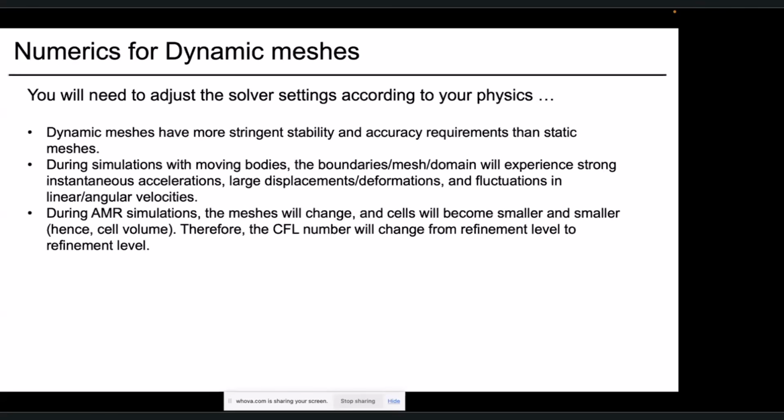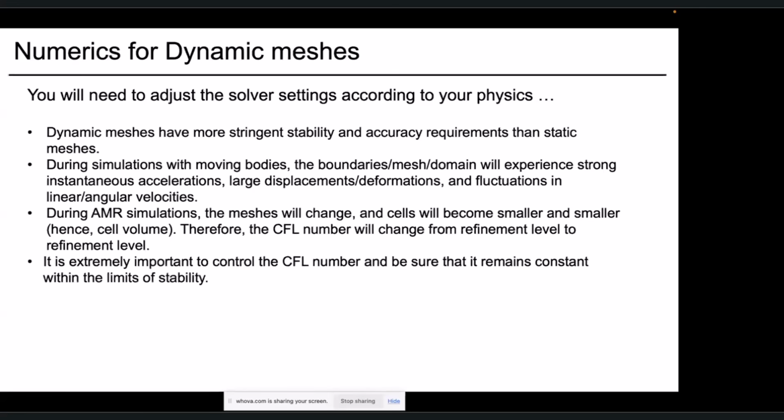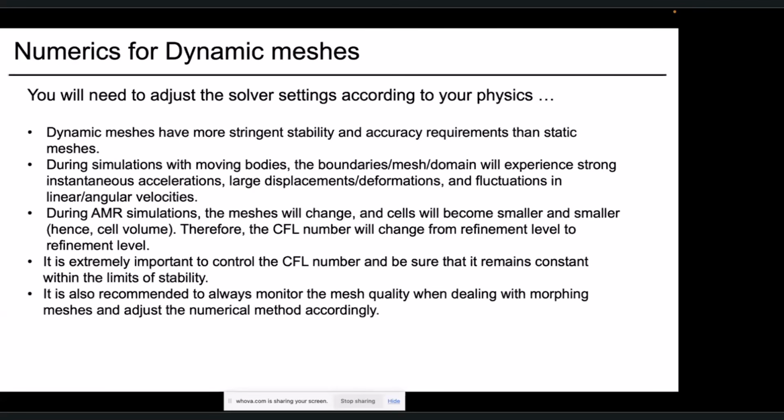And specifically for arbitrary mesh refinement simulation, since we refine or unrefine the mesh, the CFL or Courant number criteria will change from one refinement level to another. And it's extremely important to control this CFL number and be sure that it remains within the limits of stability. Otherwise, our solution will diverge.